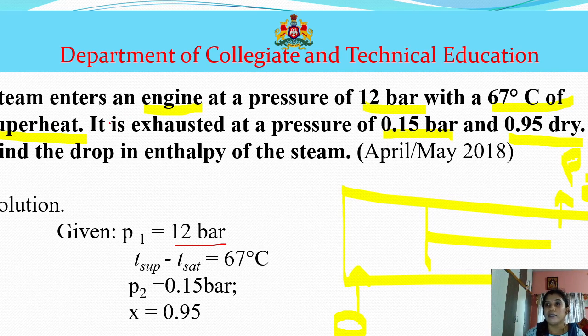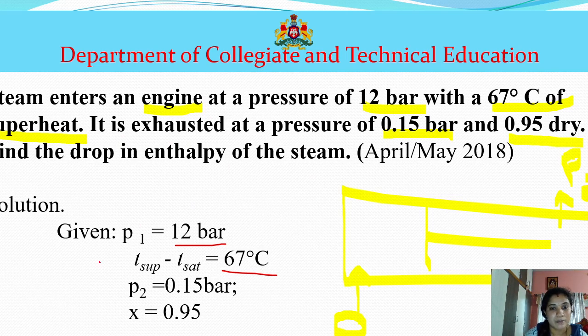What is that? They have not mentioned it as 67 degrees Celsius. They have continued the sentence that it's superheat. The value they have given indicates the degree of superheat. In this particular problem, they have given the difference between T superheated minus T saturated, that is the degree of superheat. Okay, so that was the initial condition.